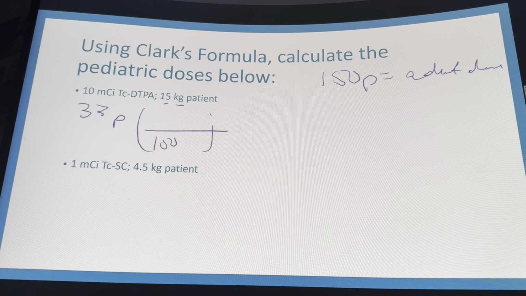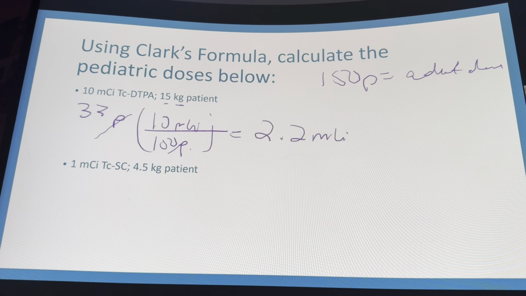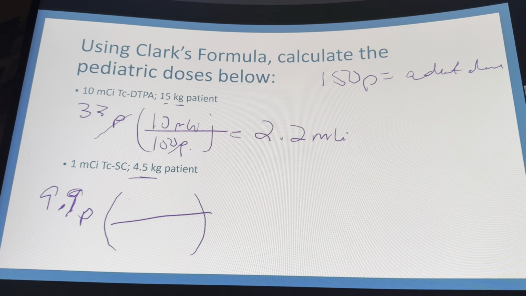Again, 150 pounds in the denominator, 10 millicuries is my adult dose. Pounds cancel. 33 times 10 divided by 150. My dose is 2.2 millicuries. Same thing here, 4.5 kilograms, 4.5 times 2.2. We have 9.9 pounds. That's a newborn baby. We'll do a gastric emptying study, I think.